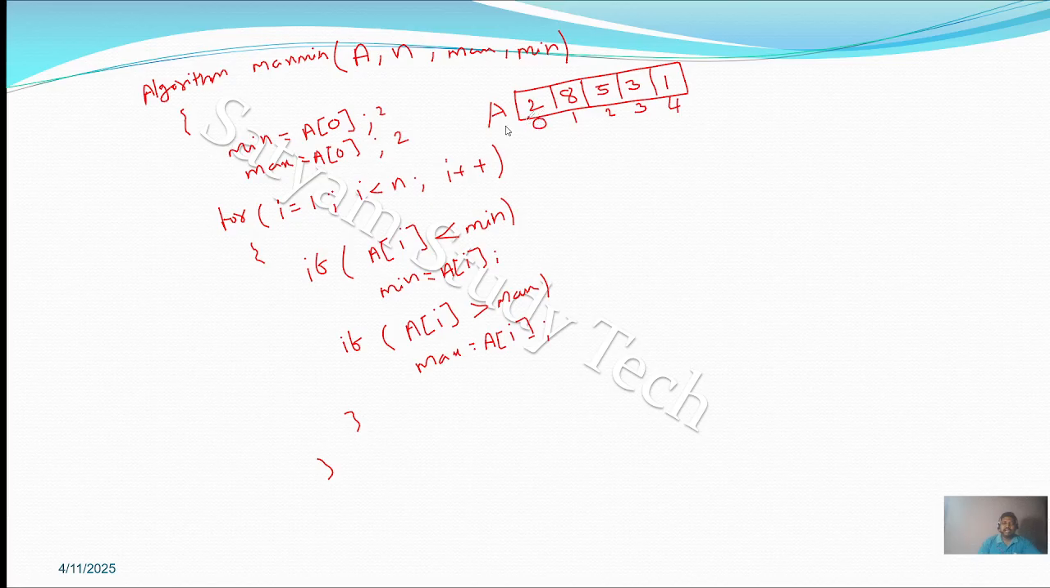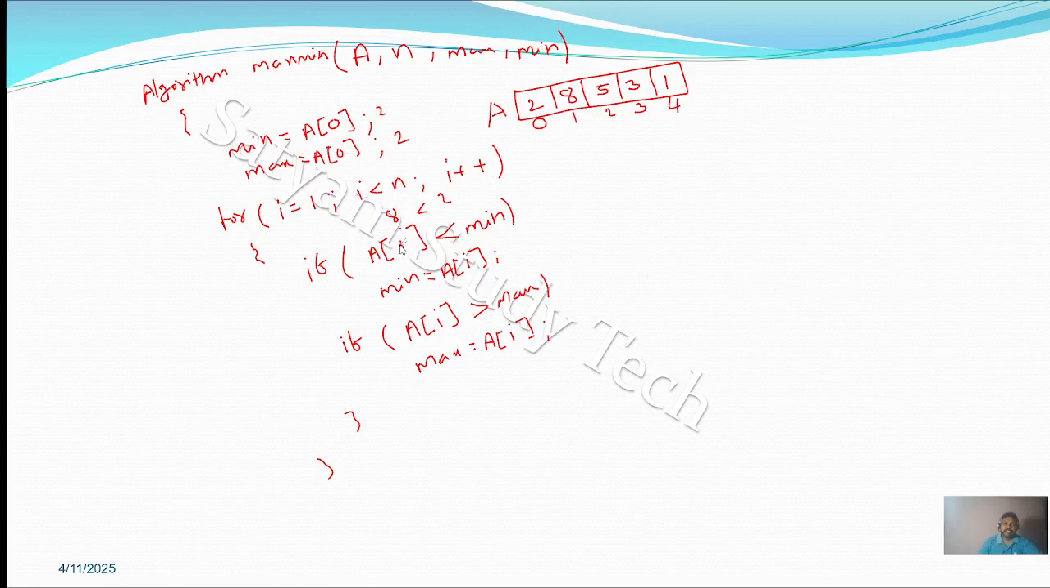Now you can see here min equal to 2 and max equal to 2. Now A of i, that is A of 1. The value of A of 1 is 8. So 8 less than minimum? What is the minimum value? 2. So the condition fails, and you cannot update the minimum. Then you iterate to the next element.